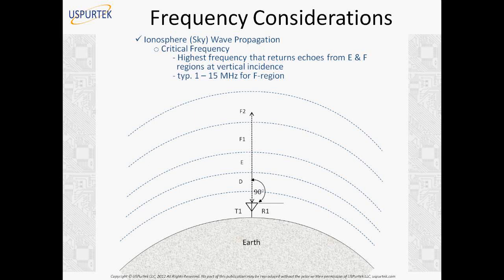So critical frequency is the highest frequency that returns echoes from E and F regions at vertical incidence. So typically it will be between 1 to 15 megahertz for the F region.